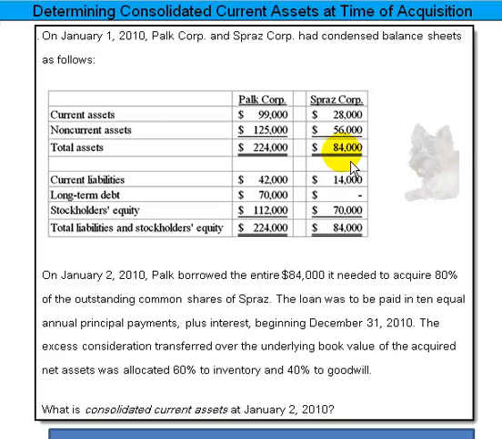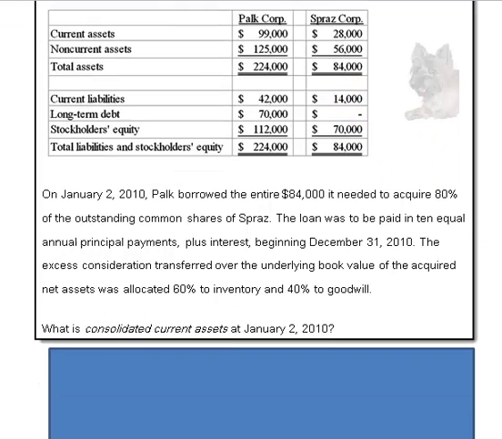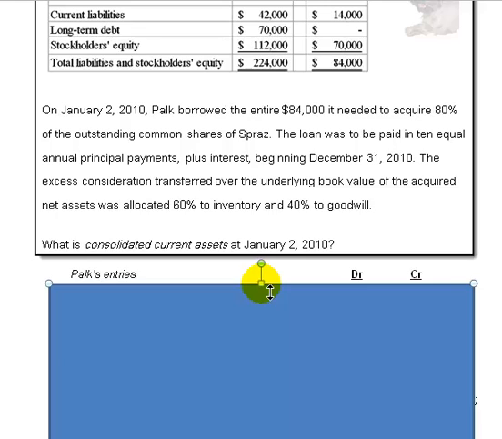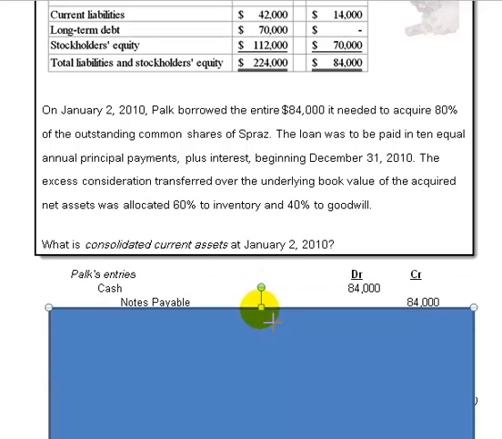Now, for these numbers, the critical numbers we need to keep in mind is that Spratz's book value of the net assets was $84,000 and current liabilities was $14,000. Now let me slide down and show you how we solve this. And we've got to do it step by step. First, let me show you the entries that are made.